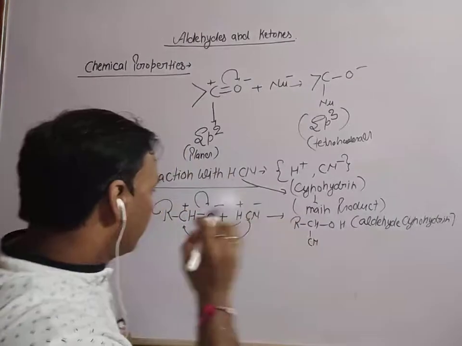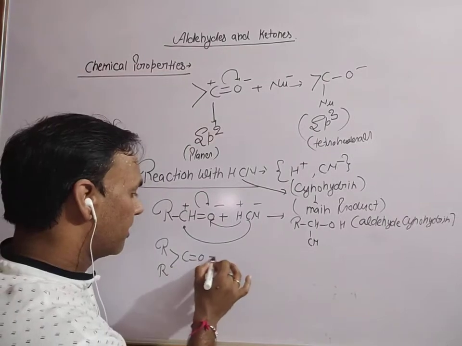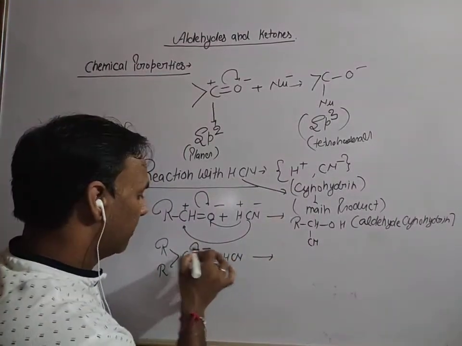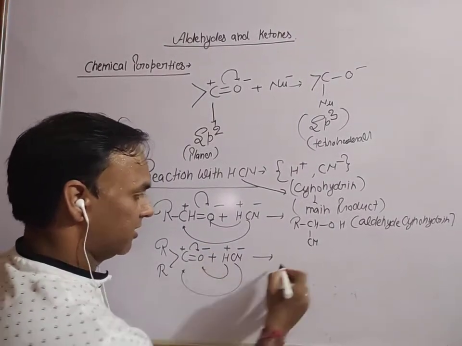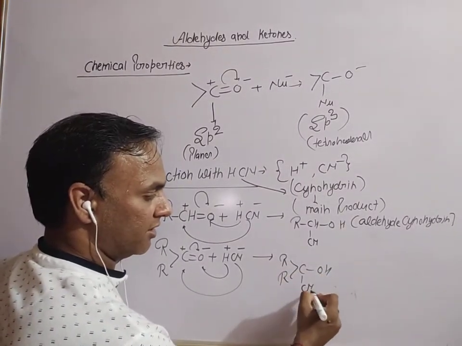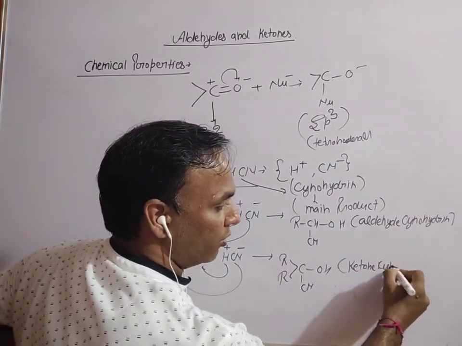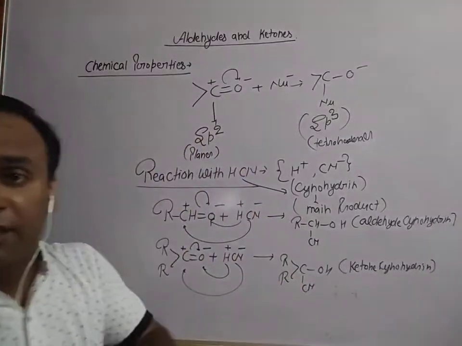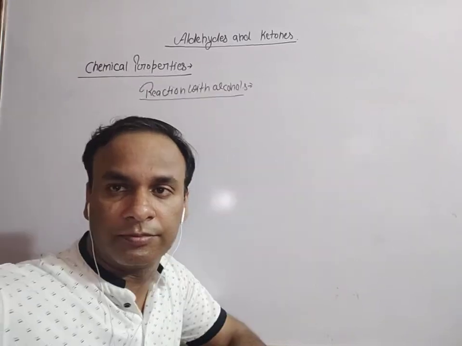Clear? When we talk about a ketone, when a ketone reacts with hydrogen cyanide, H plus CN minus, it gives R2C(OH)CN. This is called ketone cyanohydrin. Clear? This is a very important chemical reaction, nucleophilic addition.